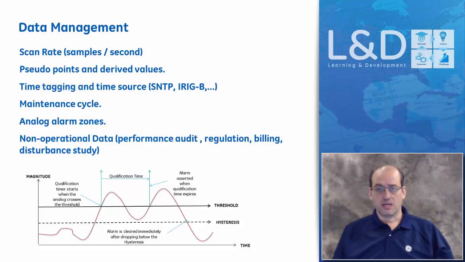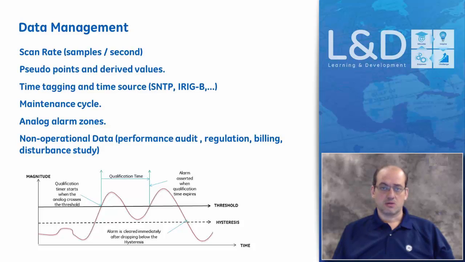Of course, if you're dealing with analogs, you would have to define the alarm zones, a high alarm versus a high-high alarm for an analog value. And how long does the analog value need to be in a certain zone before it is considered to be in an alarming state? This is as far as operational data.